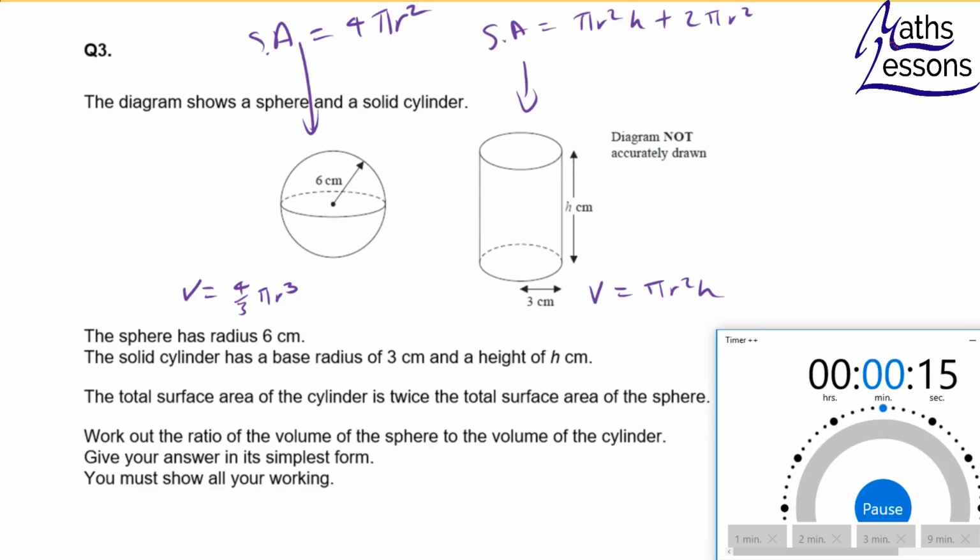I'm going to give an extra minute on this question, and let's get lots of comments in the chat saying this is really easy, got it already.